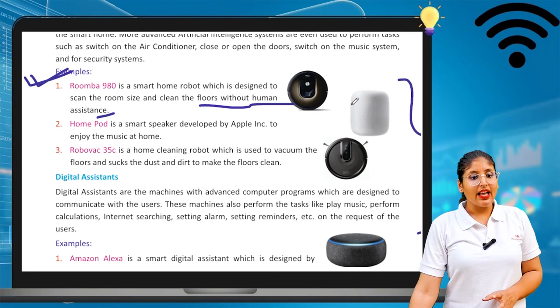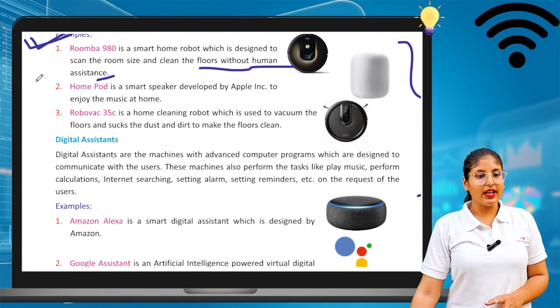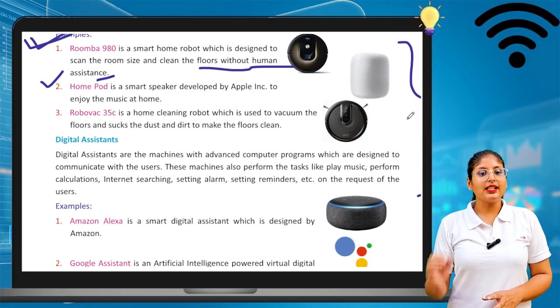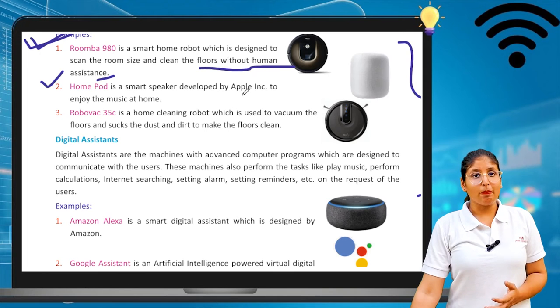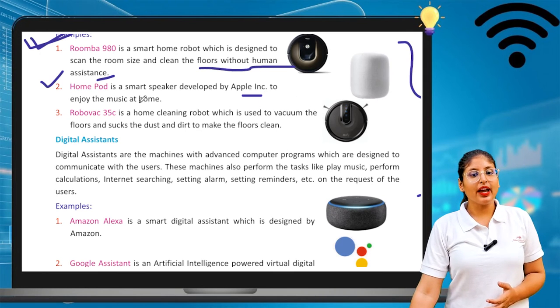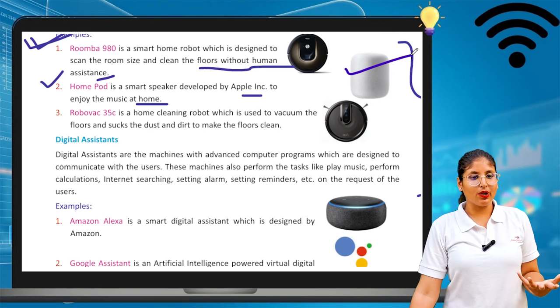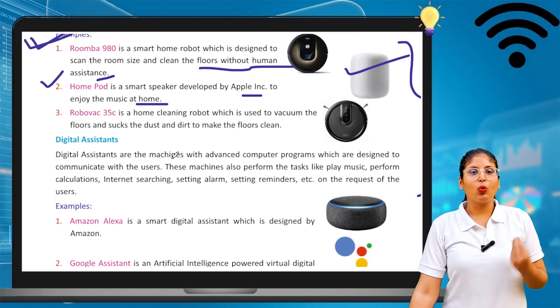Okay. Next is HomePod. What is it? HomePod is a smart speaker developed by Apple to enjoy music at home. So with the HomePod, we are able to enjoy music. This is the HomePod.